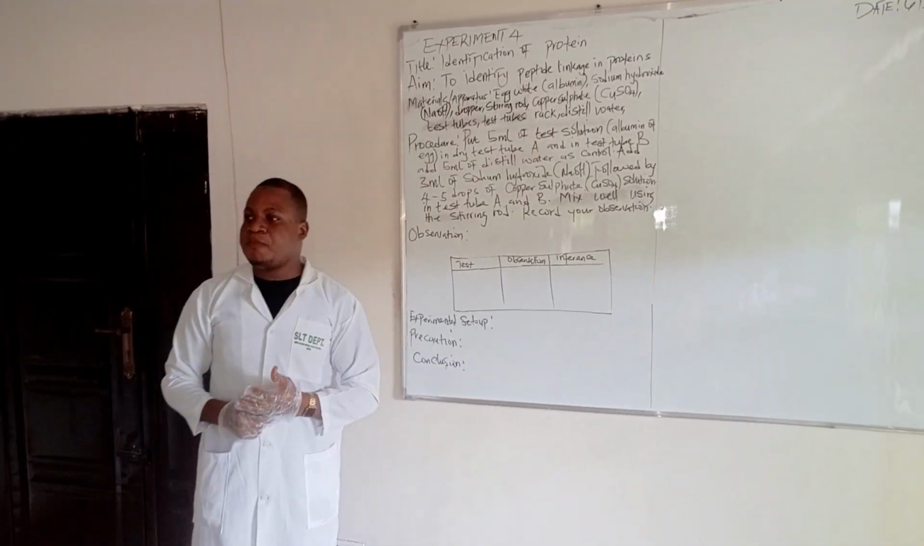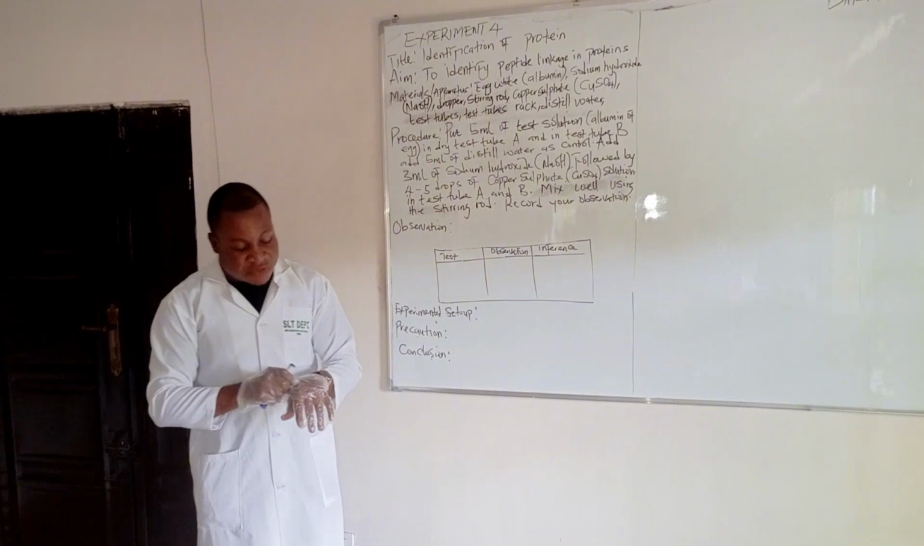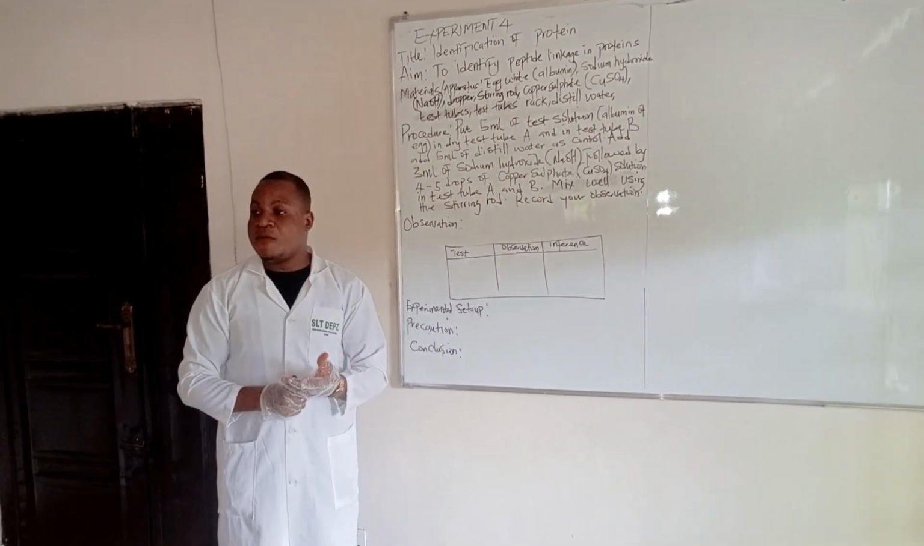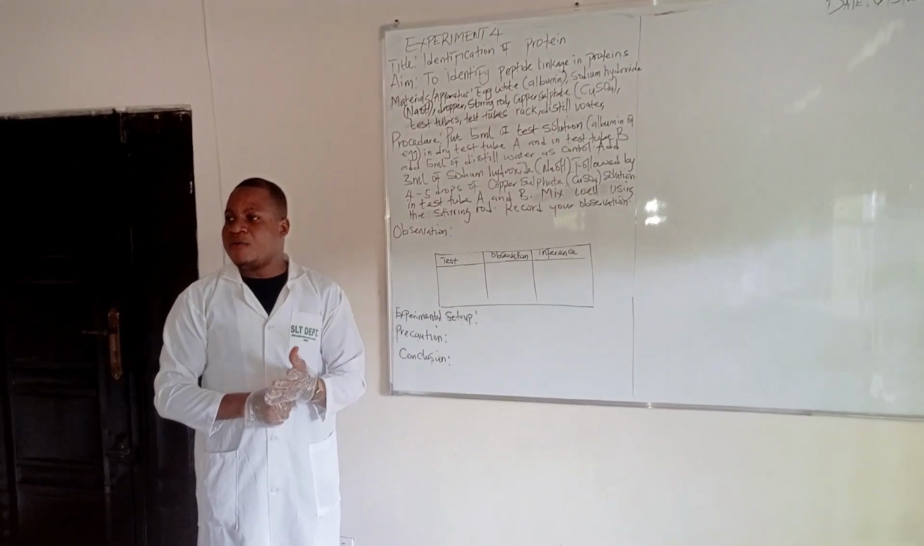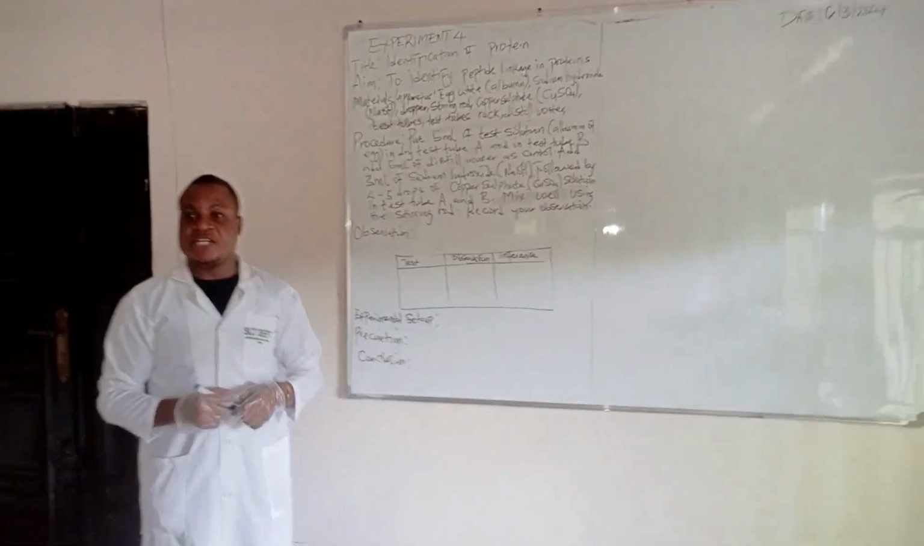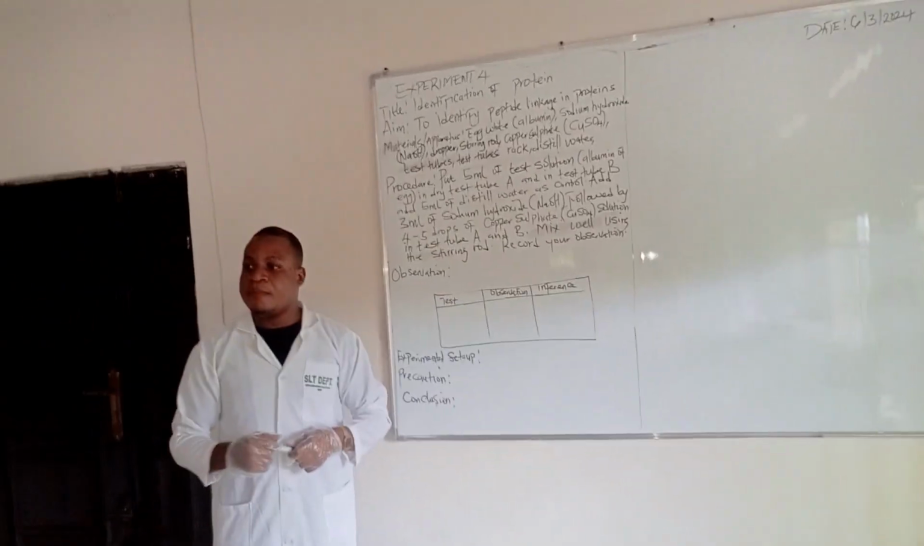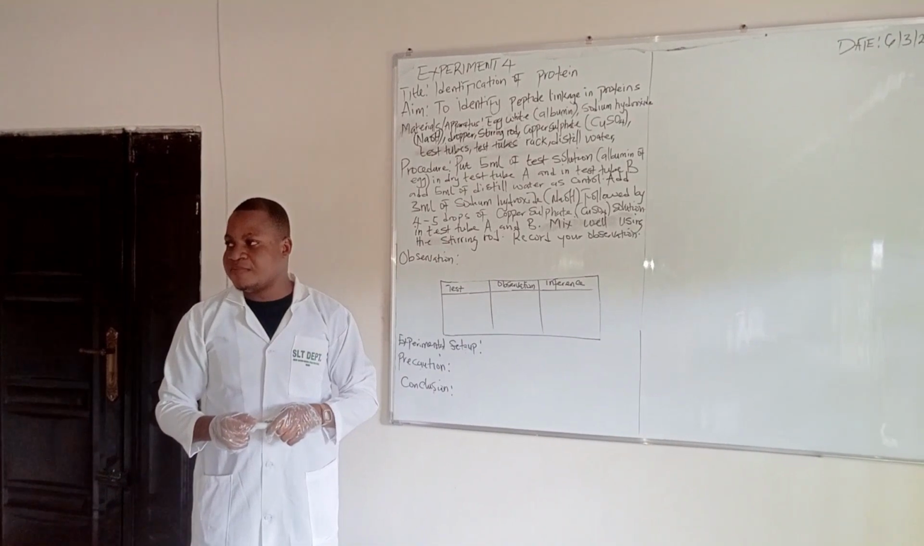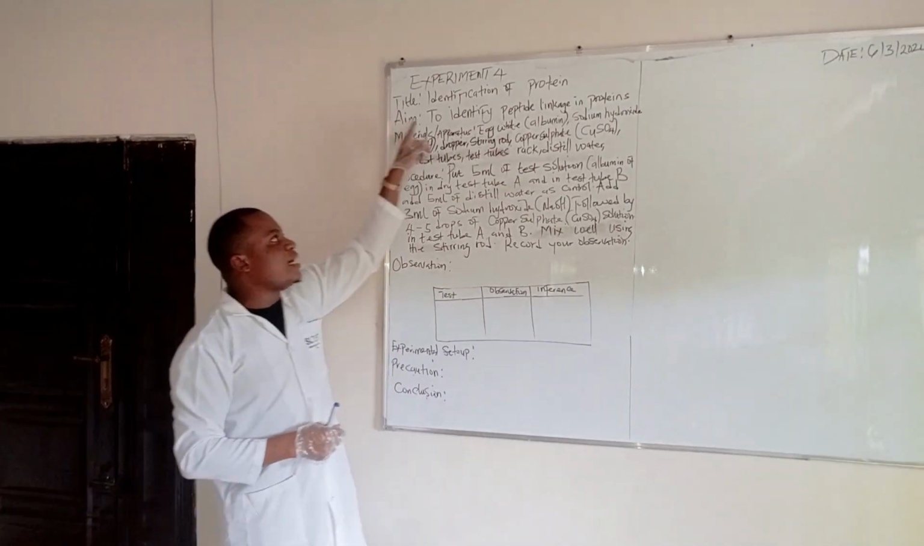Today we are having experiment 4. From the last class, we looked at experiment 3, that was from the chemistry aspects. Now we are looking at a biology practical, a deduced question from the 2020 biology practical WAEC exams. The title of the experiment is identification of what?